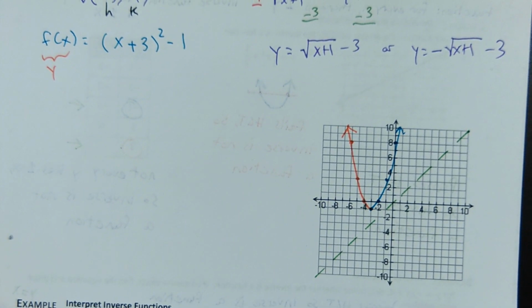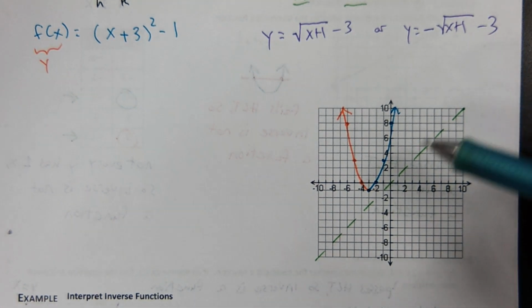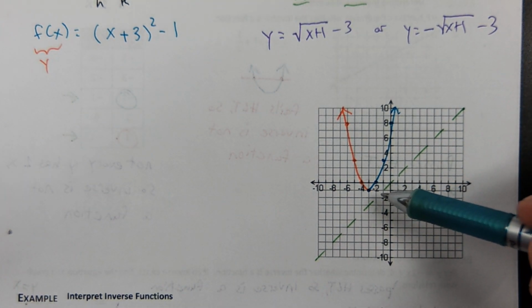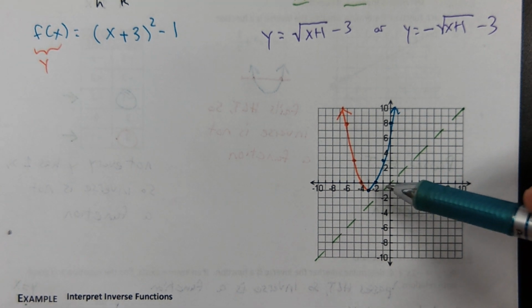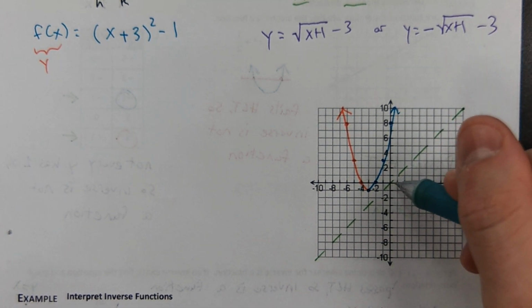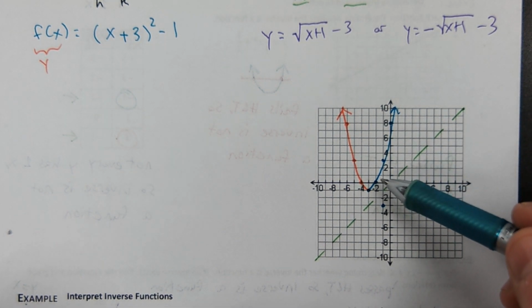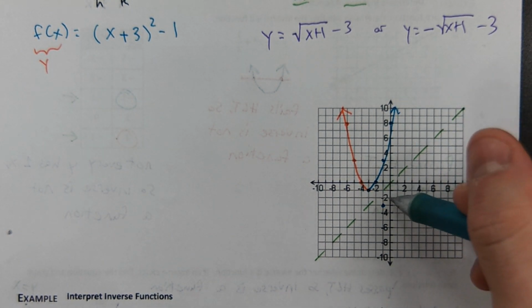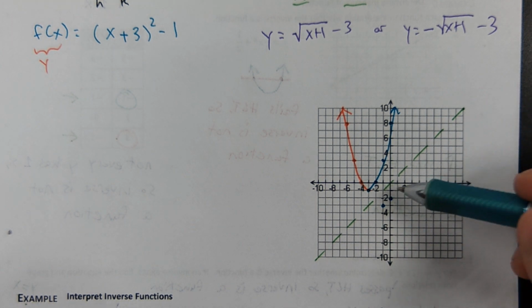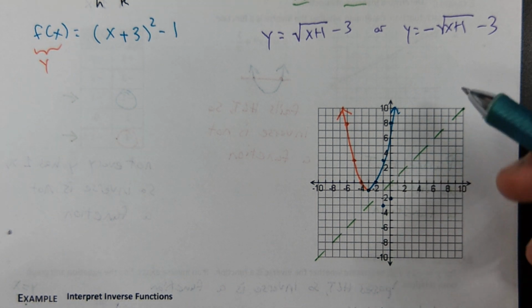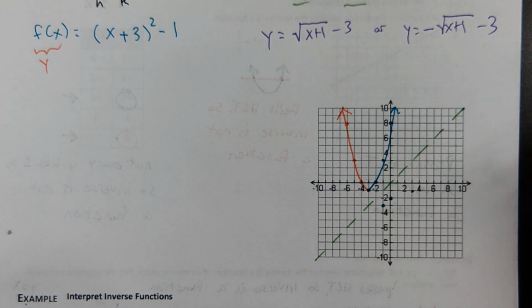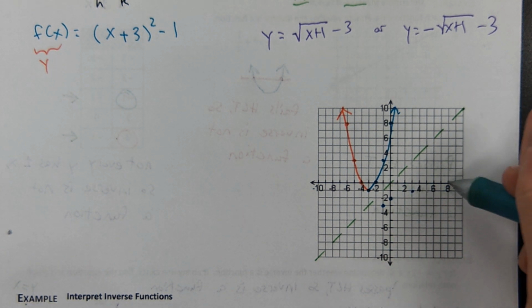There we go. I'm going to take all of my blue coordinates and switch x and y, and I'll graph it in blue still. The vertex was at -3, -1. Switch x and y: -1, -3. -2, 0. Switch x and y: 0, -2. -1, 3 becomes 3, -1. 0, 8 becomes 8, 0.